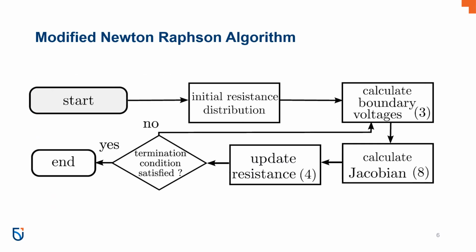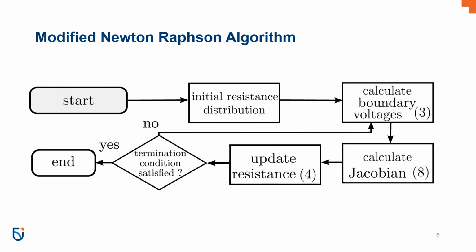I will start by explaining the modified Newton-Raphson algorithm, and then I will explain the differential evolution algorithm, and then finally our hybrid method at the end. How the modified Newton-Raphson algorithm works is it is an iterative procedure that initializes with an estimation of the resistance distribution. You would then calculate the boundary voltages knowing that resistance distribution, and then obtain what is called a Jacobian matrix, which we will explain in the next slide.